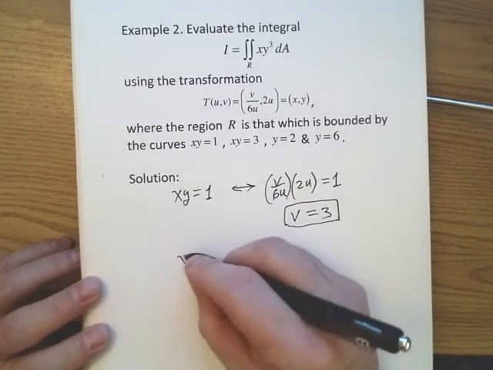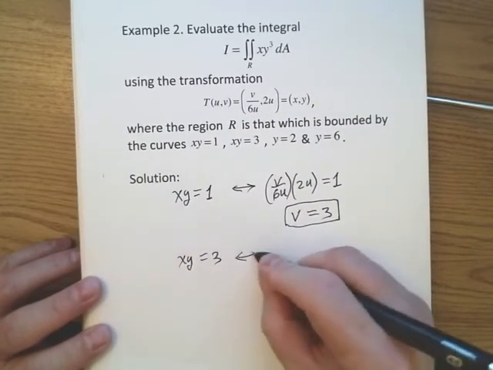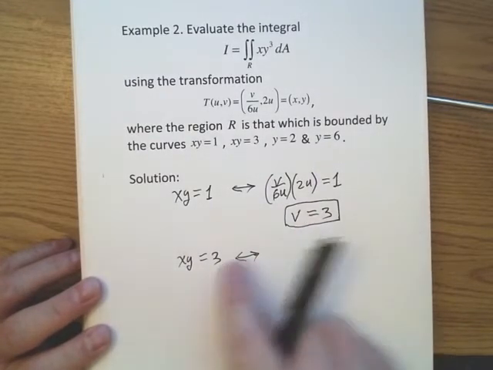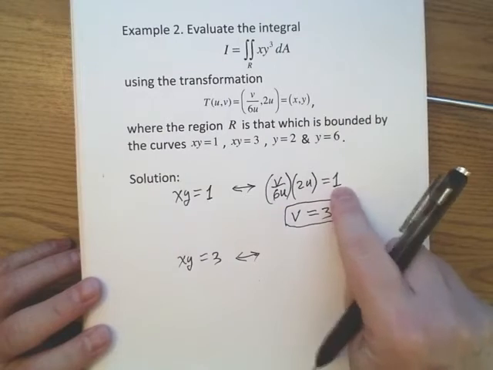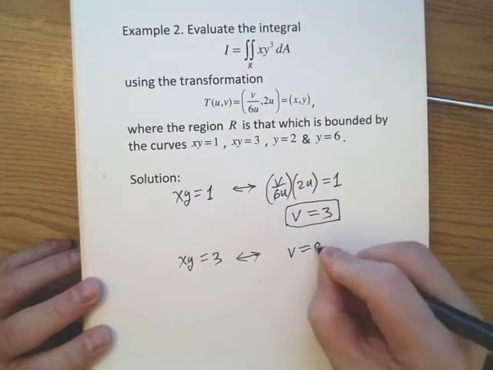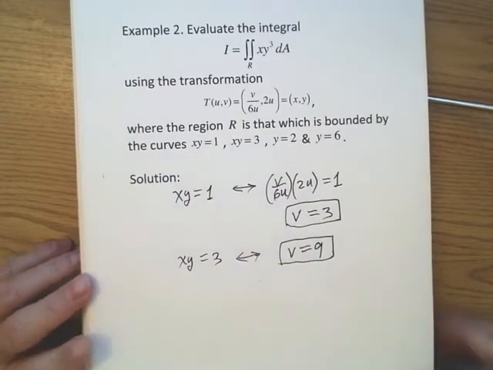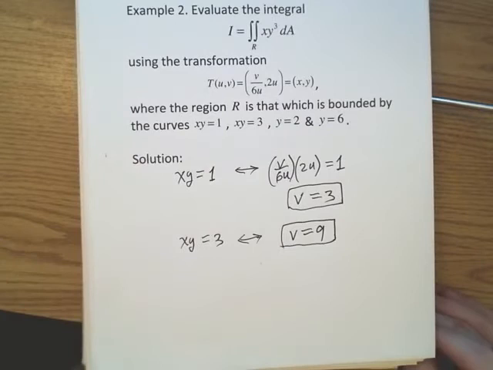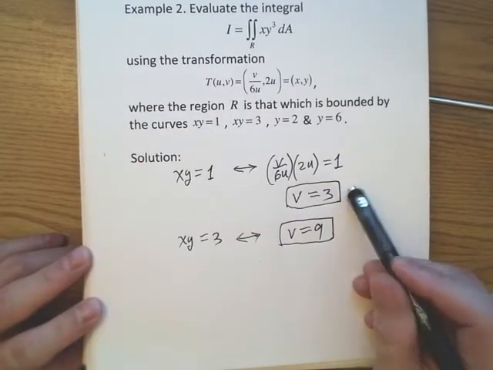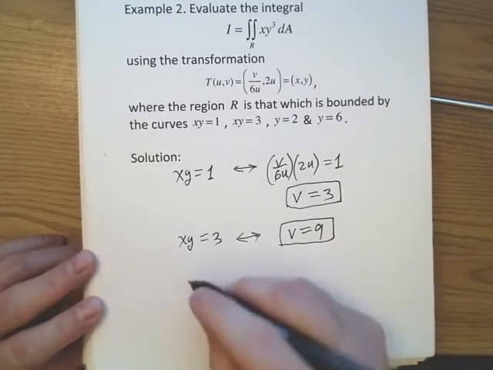How about this one? xy equals 3. Well, it's almost the same. We're just going to have v equals 9 this time, because instead of 1 on this side, we have 3. So it's going to be v equals 9. So if v is the vertical, this would be a horizontal line, and so would this. Yeah, I was right the first time. How about these ones, though?